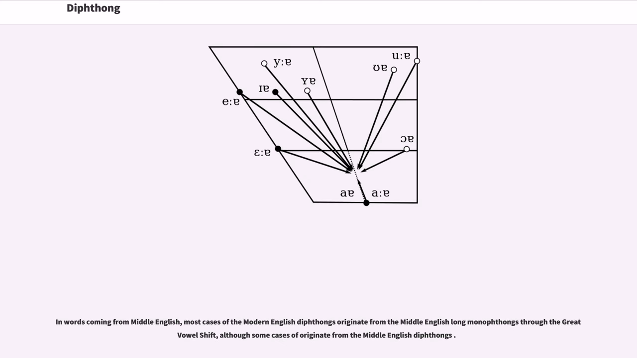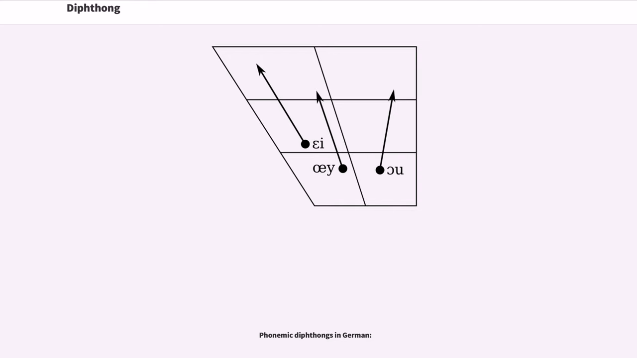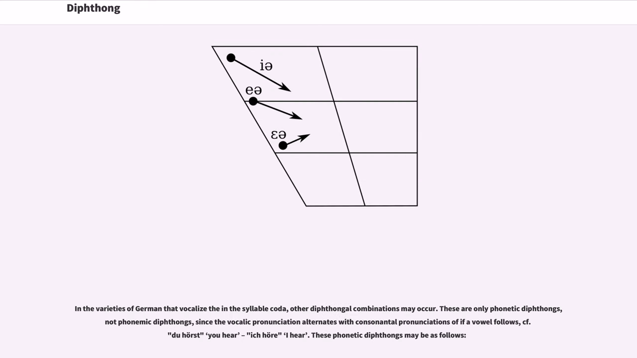In words coming from Middle English, most cases of the modern English diphthongs originate from the Middle English long monophthongs through the great vowel shift, although some cases originate from the Middle English diphthongs. The dialect of Hammond has five centering diphthongs and contrasts long and short forms. There are also phonemic diphthongs in German. In the varieties of German that vocalize the r in the syllable coda, other diphthongal combinations may occur.